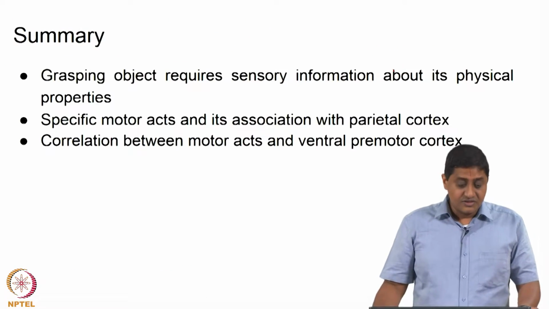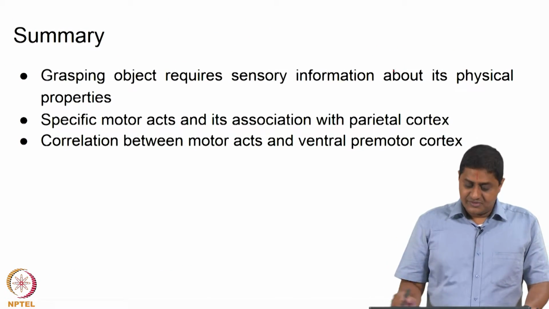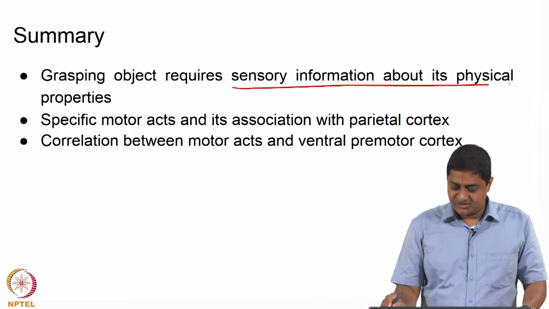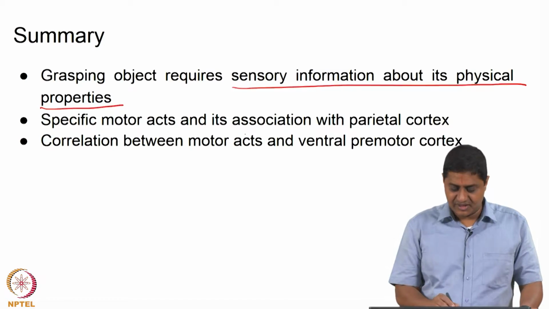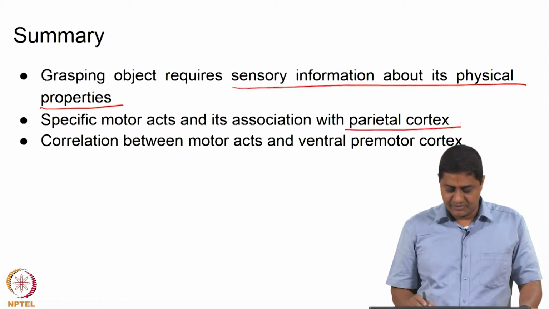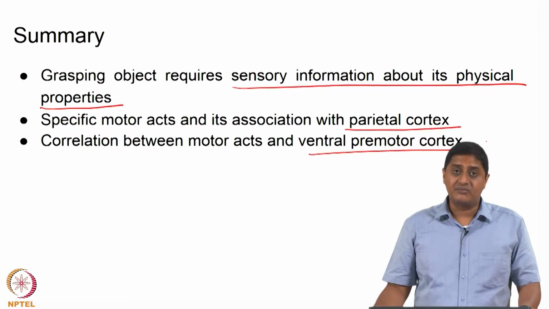So, in summary, grasping an object requires sensory information about its physical properties, such as what the object is, how big it is, and what its size is. We also covered the specific motor acts and their association with parietal cortex, and the correlation between motor acts and ventral premotor cortex activity.